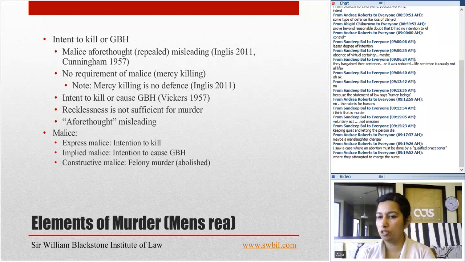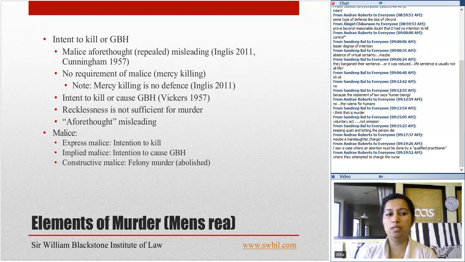If your facts say something like that, and the mercy killing is being taken as a defense, make sure you mention these two: that malice aforethought was repealed because it was misleading, and also there is no requirement for malice anymore, because otherwise it would negate the idea that mercy killing can be murder. And you can mention English and Cunningham both in there.